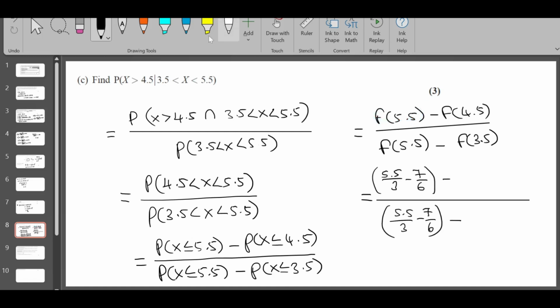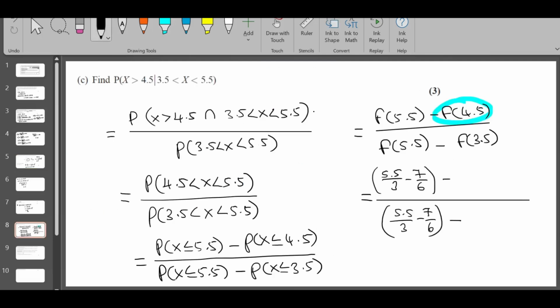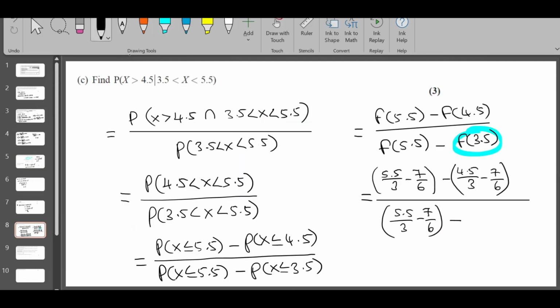Minus. Let's find F of 4.5. To find F of 4.5 we take the same function because 4.5 is also here. So it's 4.5 over 3 minus 7 over 6. And then let's find F of 3.5. 3.5 is here, we need to use this function, 1 over 6 (x minus 3) whole square. You calculate this, that's going to be the answer.